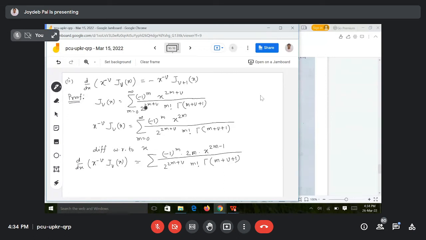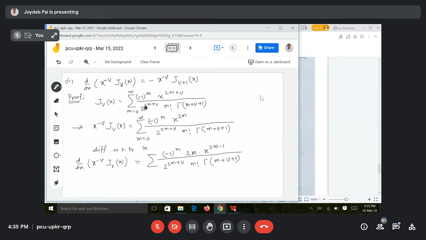Now what are the limits? 0 to infinity? Think. 0 to infinity or something else? Tell me. Already I have shown various types of differentiation on summation. You tell me, in that x to the power minus nu J nu x summation, what is the first term? By putting m is equal to 0, the term is a constant term, right?